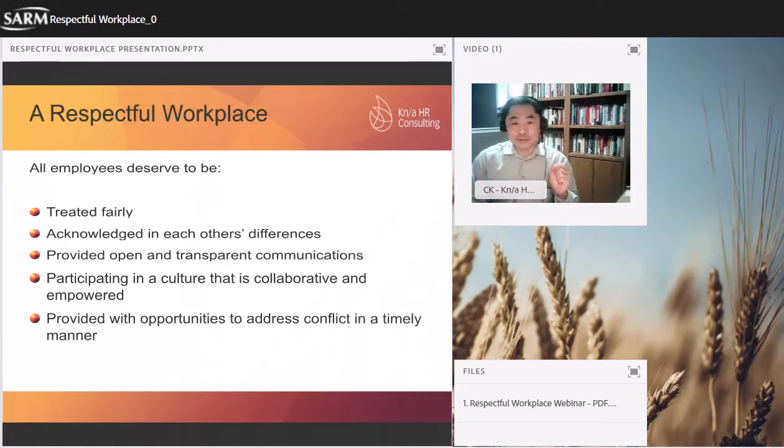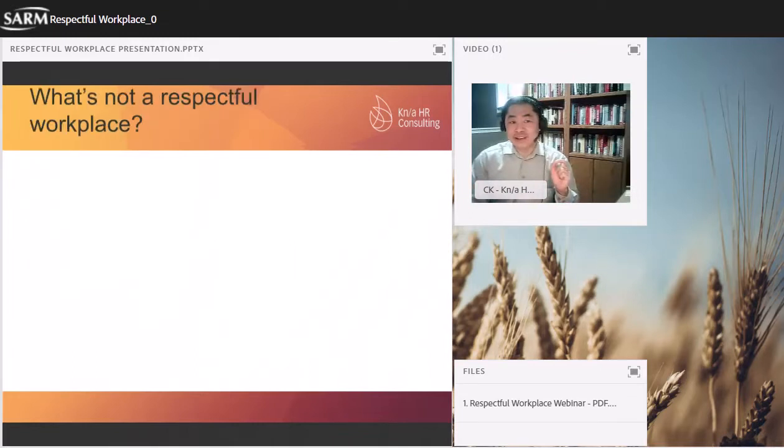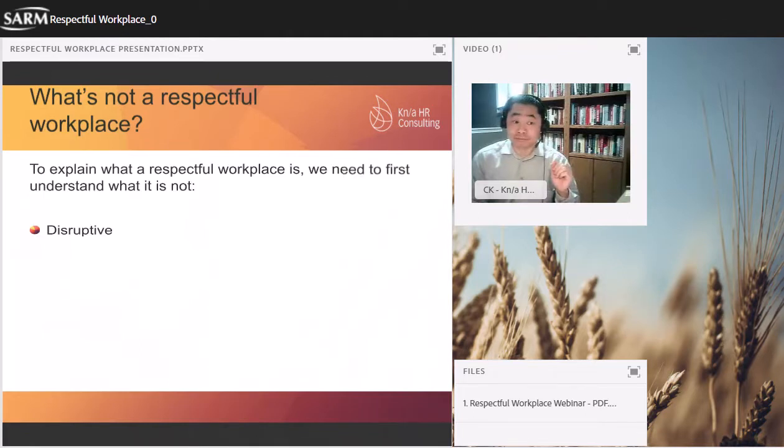Now, what about examples of a workplace that is not respectful? What does that look like? I'll ask you to just think back at your workplace and see if you have experienced any of these symptoms or behaviors from your colleagues or other people. So it's disruptive. Disruptive behavior, whether in the form of verbal threats, outbursts, or bullying going on in the workplace, there may be some threats in behaviors or people's speeches.